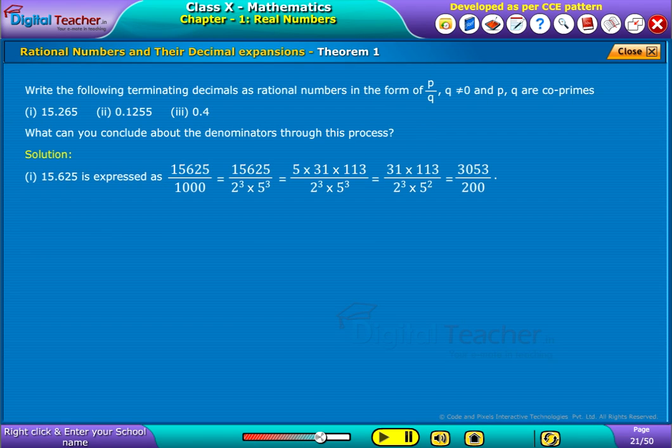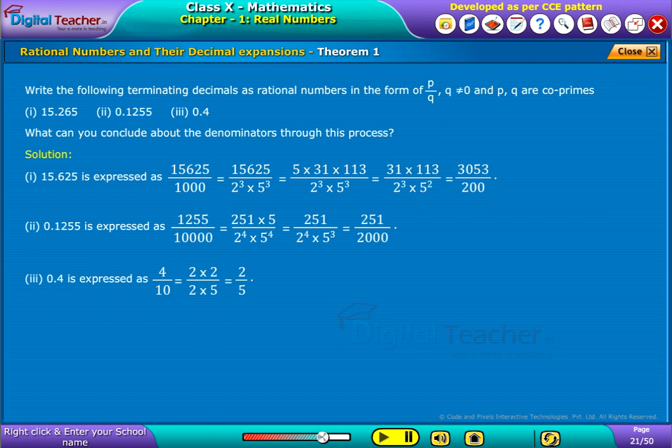Any rational number that has a decimal expansion which terminates is expressed as a rational number whose denominator is a power of 10, where 2 and 5 are the only prime factors of 10. Therefore, during the simplification of a rational number, we observe that the number is in the form of p by q, where the prime factorization of q is in the form of 2 power n, 5 power m, and n, m are non-negative integers.